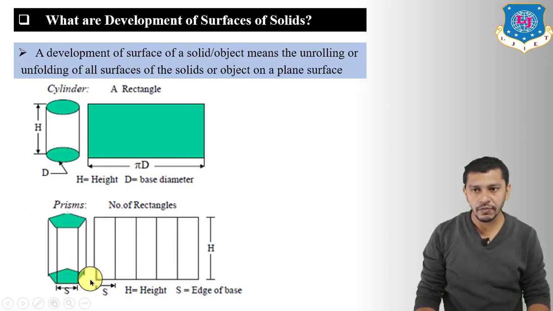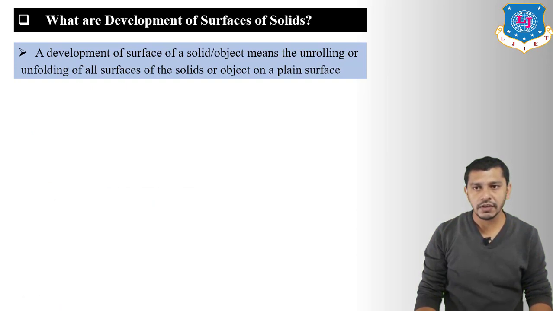And the width of each rectangle will be equal to the length of its base edge, and height or length of each rectangle will be equal to the height of the prism. So the development of cylinder and prisms are known as the parallel development of the surface. Now let us see development of some other objects.